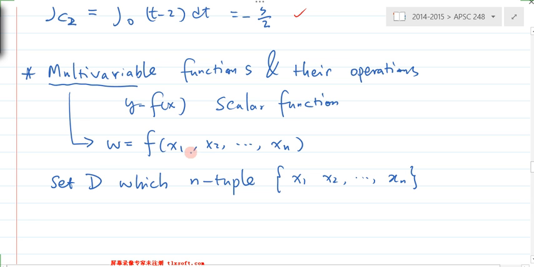You have probably seen multivariable functions quite a bit in real life. For example, what's the temperature inside this room at any location? You have the coordinates of a certain point in this room, you plug it into a certain function, and you get the temperature, right?